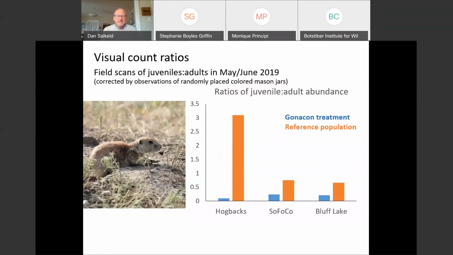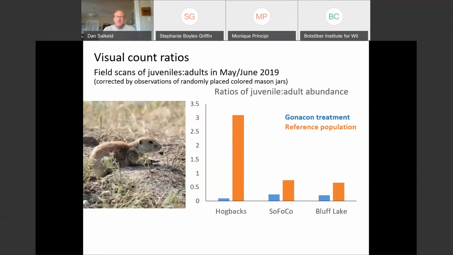And so we looked at the success of GonaCon application in a couple of different ways. First, we used visual count ratios. So we looked for and counted the numbers of adults and juveniles as they emerged from burrows in May, June of each year. So at that point, you can tell the juveniles, they're much, much smaller than the adults. And so we just did counts with scans and binoculars. And we corrected the observations by putting out painted mason jars so that we could work out our efficiency of spotting the animals. And you can see here, these are the 3 matched pairs.